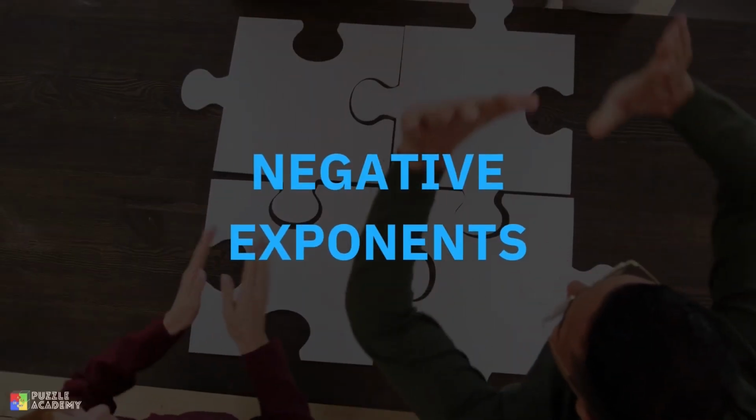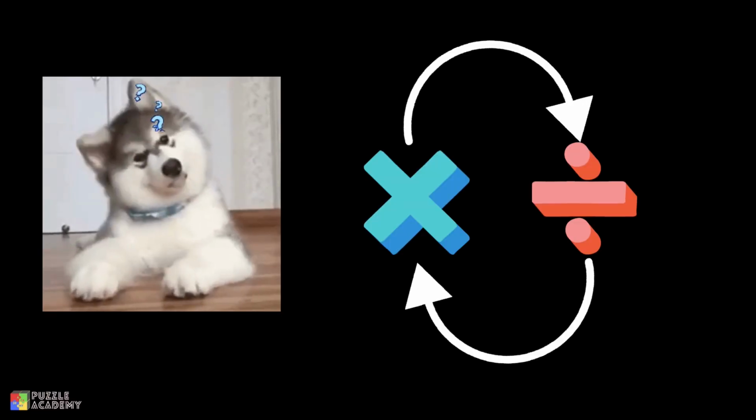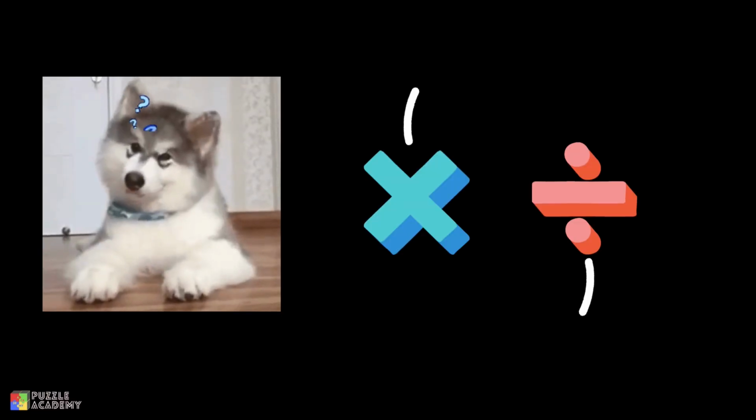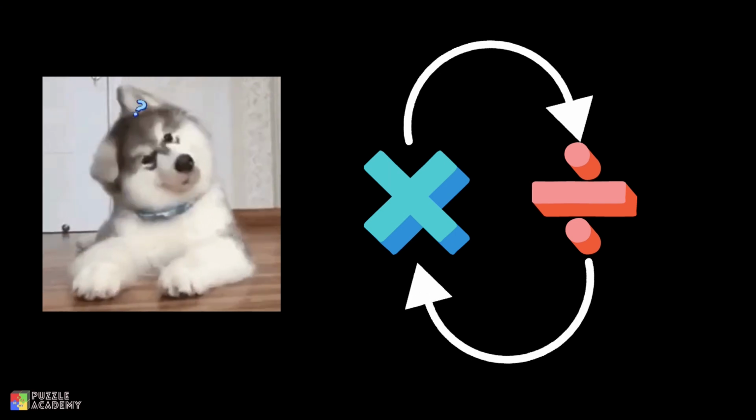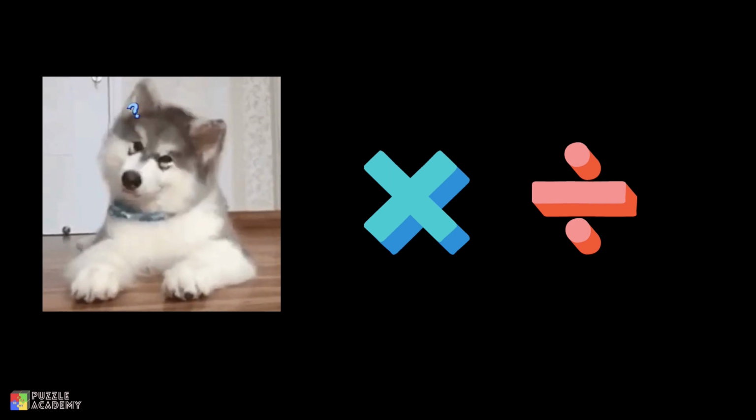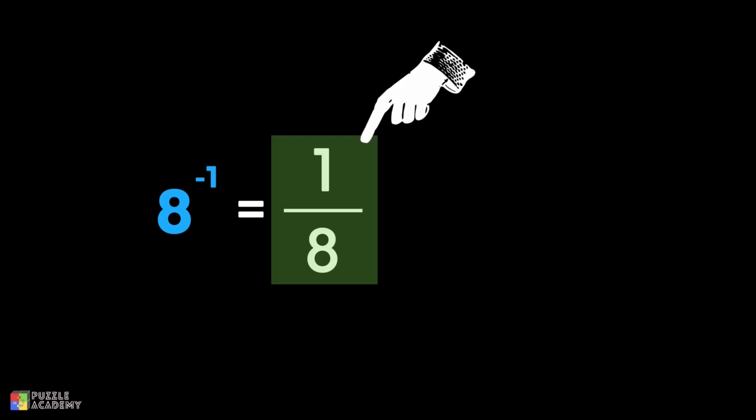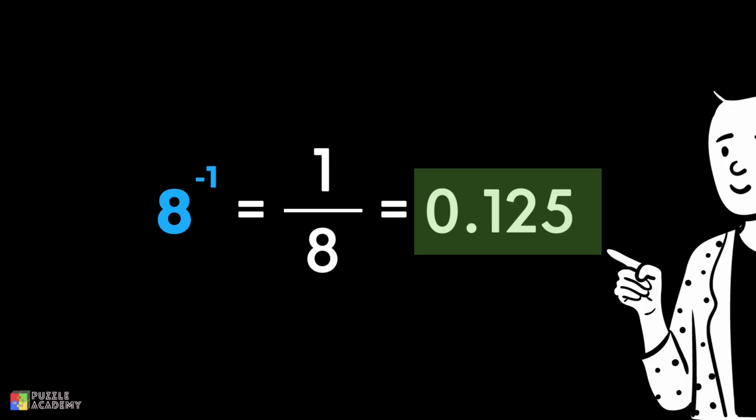And now we talk about negative exponents. What could be the opposite of multiplying? Yes, that is dividing. So we divide by the number each time, which is the same as multiplying by 1 over the number. For example, 8 raised to negative 1. 8 is the base, that is equal to 1 over the base, or 1 over 8. And if we simplify it to the decimal form, that is 0.125.